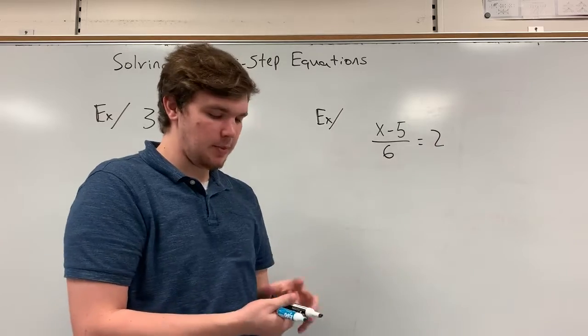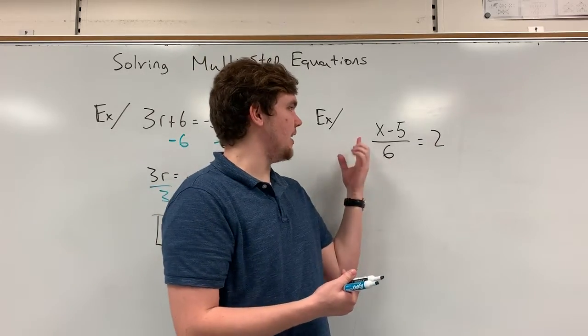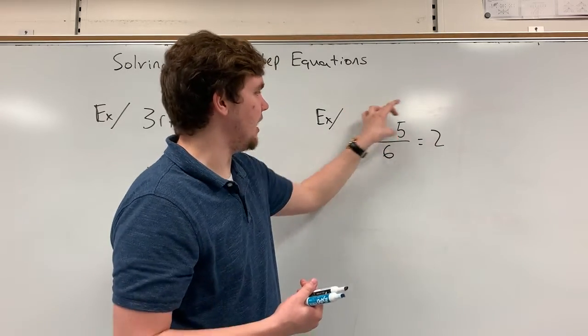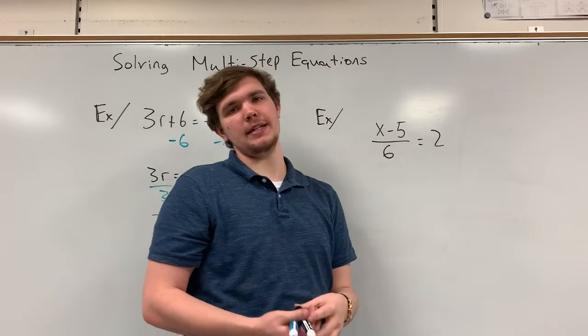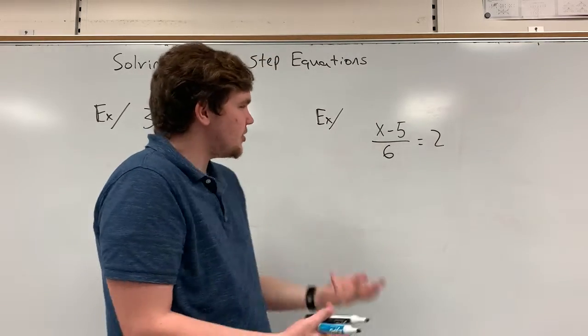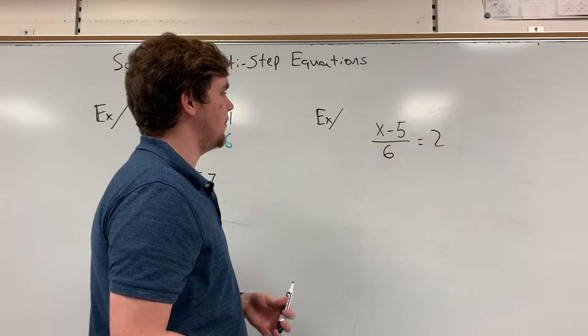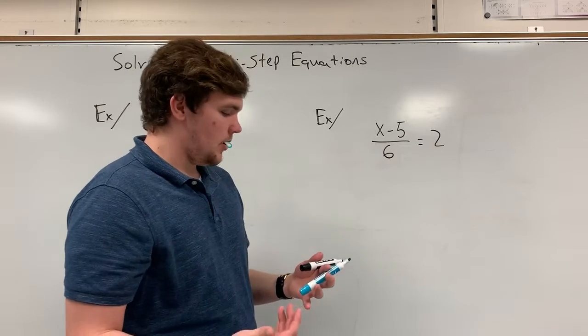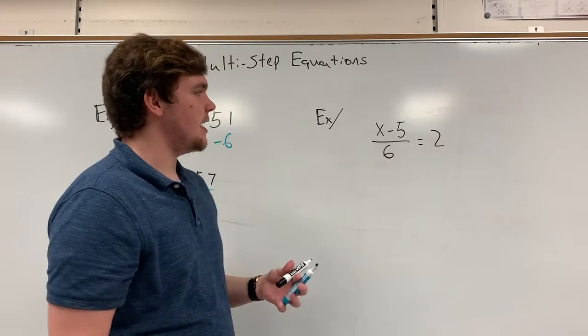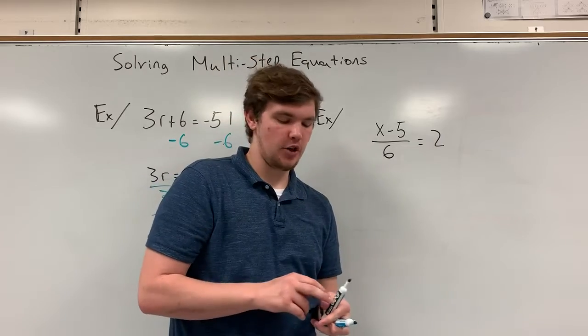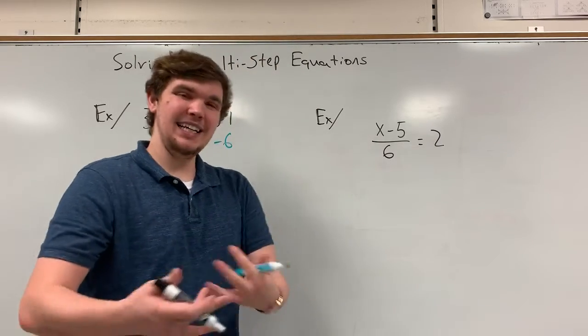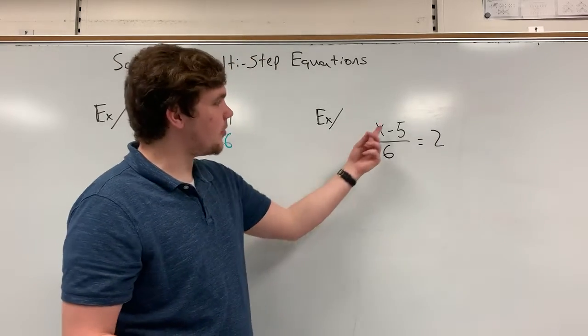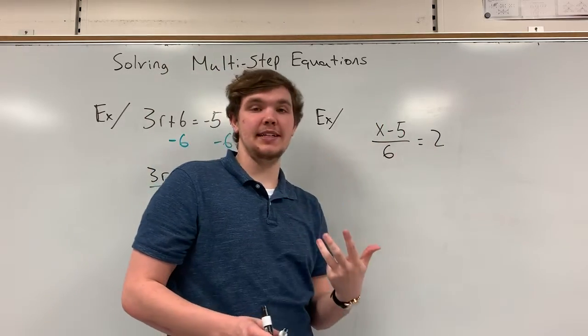And so now I have one more here. This one looks a little more confusing because I have that entire thing, that whole x minus 5 is all being divided by 6. So I'm not quite sure where to go maybe. That's totally okay. Like I said, 9 times out of 10, usually we start with the addition and subtraction here.